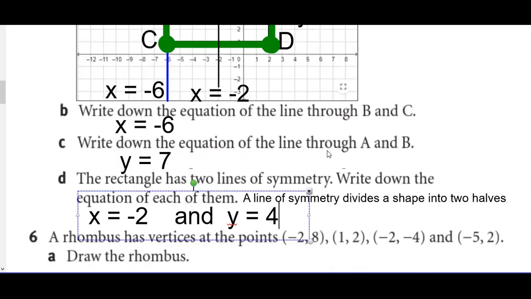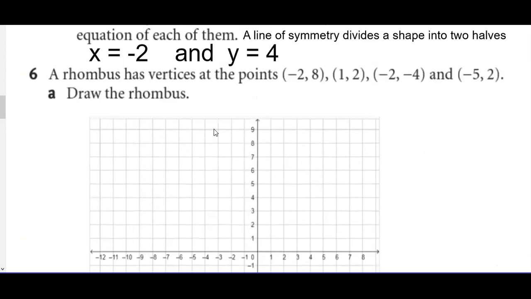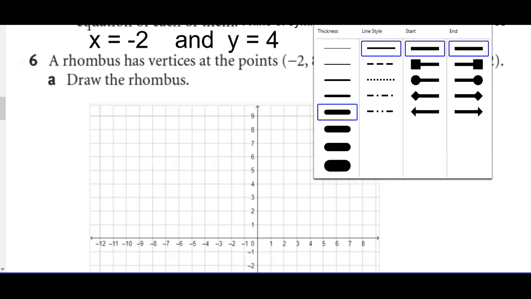Okay. So far so good. And then we have another question here from the textbook, which says, a rhombus has vertices. When I say vertices, I mean corners. So the word vertices means corners. In other words, a rhombus has corners at the points (-2, 8), (1, 2), (-2, -4), (-5, 2). Draw the rhombus. So go ahead plotting those points as simply as you can.